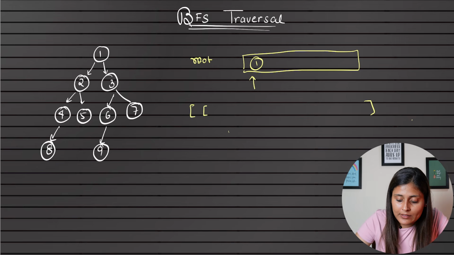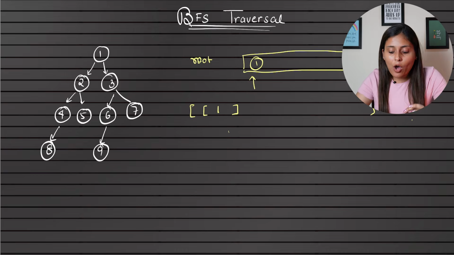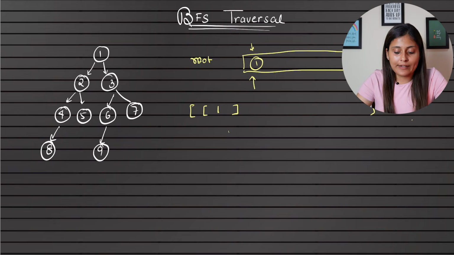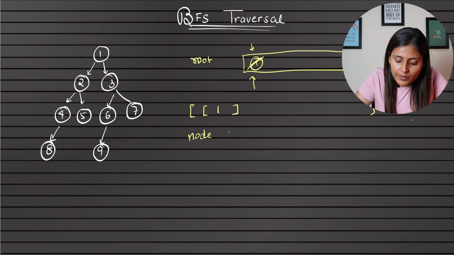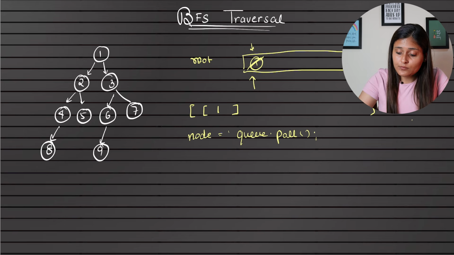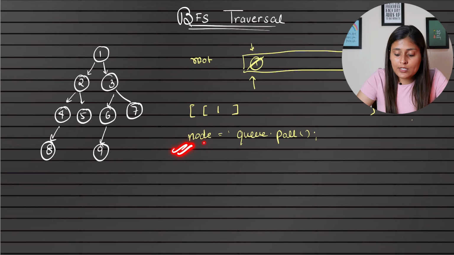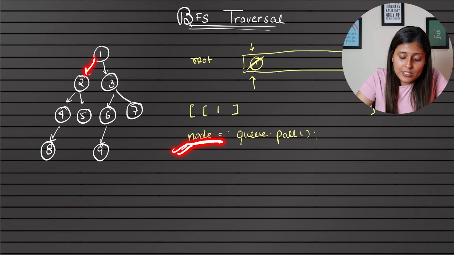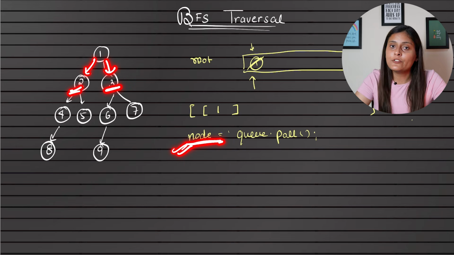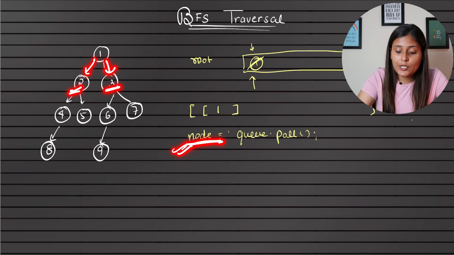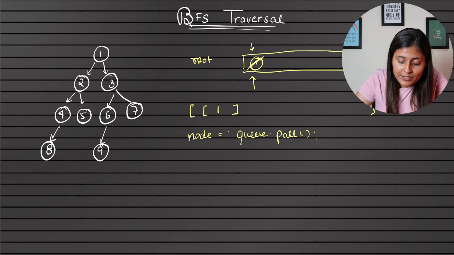Then what will we do? We have to print this and put it in the first one. And now we have to insert its children. So we'll pop this node, and store it in node. So queue dot poll or pop, done. Now we have to insert all its children, meaning left or right, whatever are present. In this case, left is present, so we'll insert 2, right is also present, so we'll insert 3.